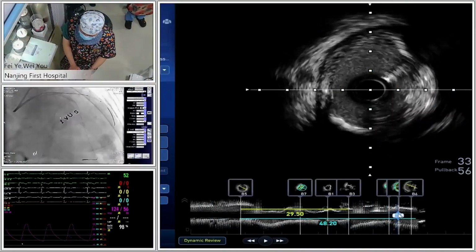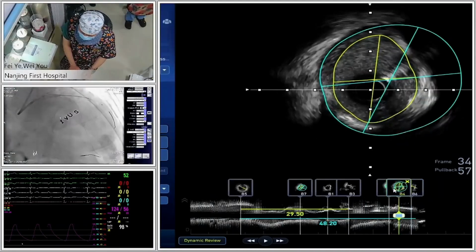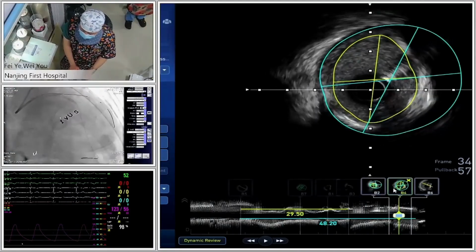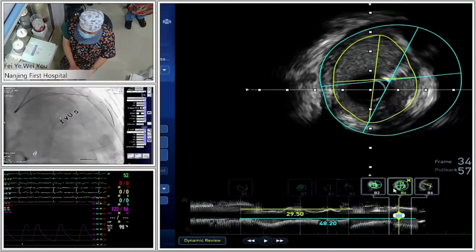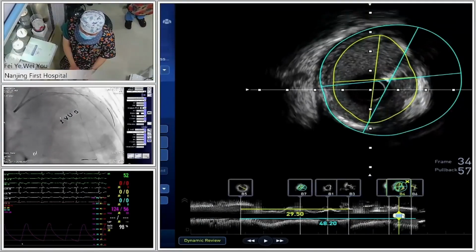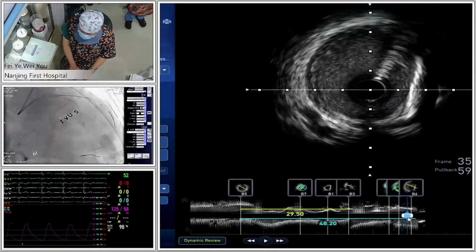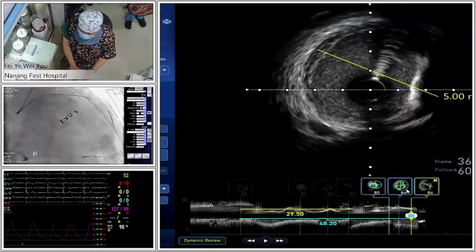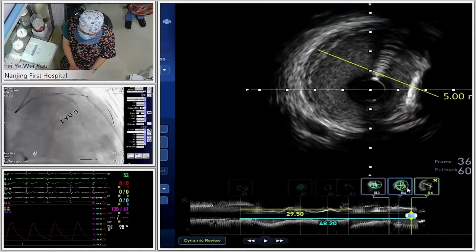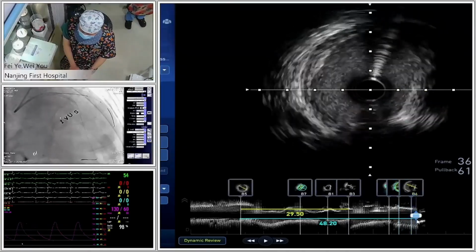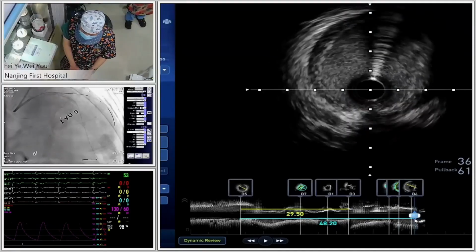Then go and pull back. This is the POC, and this is the distal left main. The distal left main area is about 10 square millimeters. The plaque burden is just 55%. Then go and pull back. This is the body left main. The body left main vessel diameter is about 5.0 millimeters. Then go and pull back. This is the proximal left main.